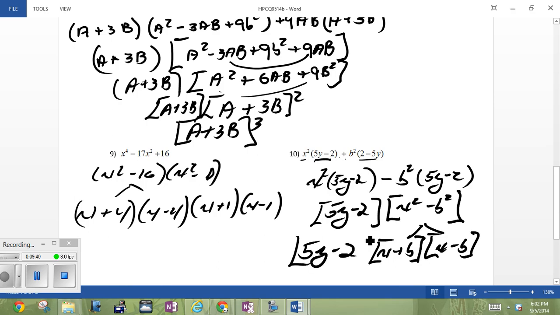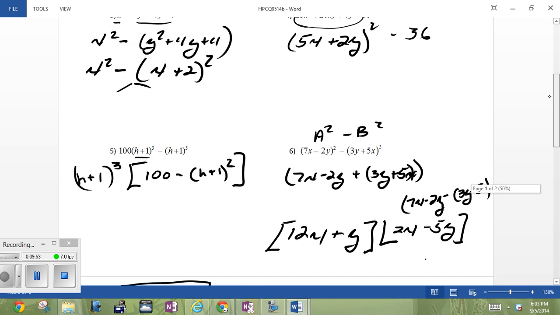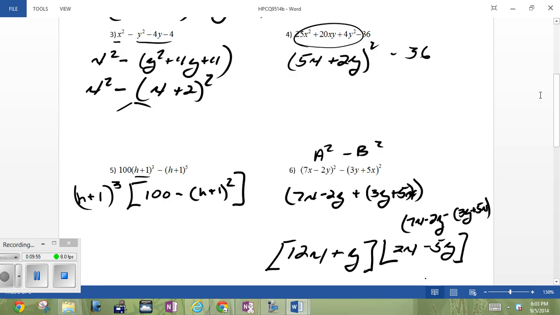So there it is. That's the test in its entirety. A lot of difference of squares. Of course, I did not solve some of these out all the way, but you should be able to do that. There you have it.